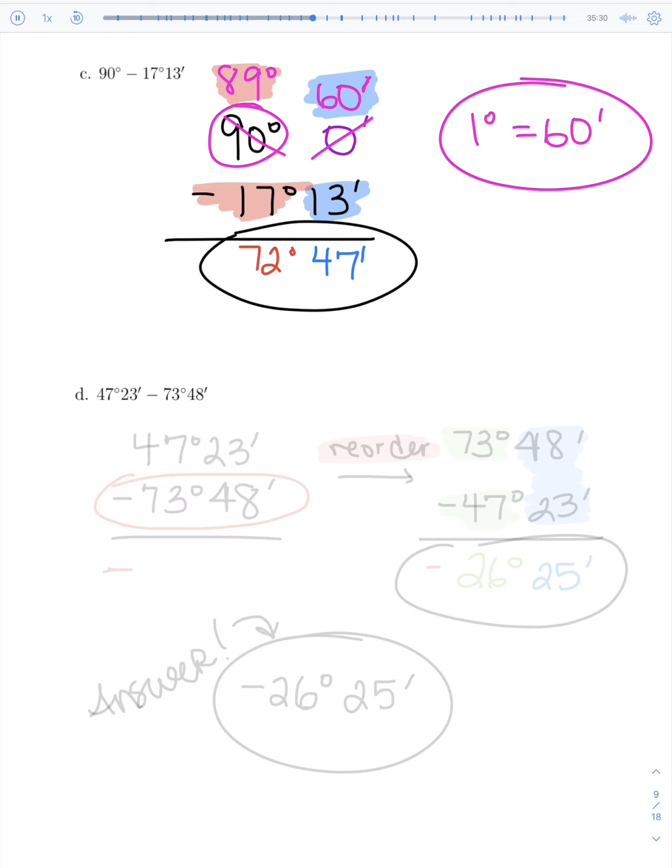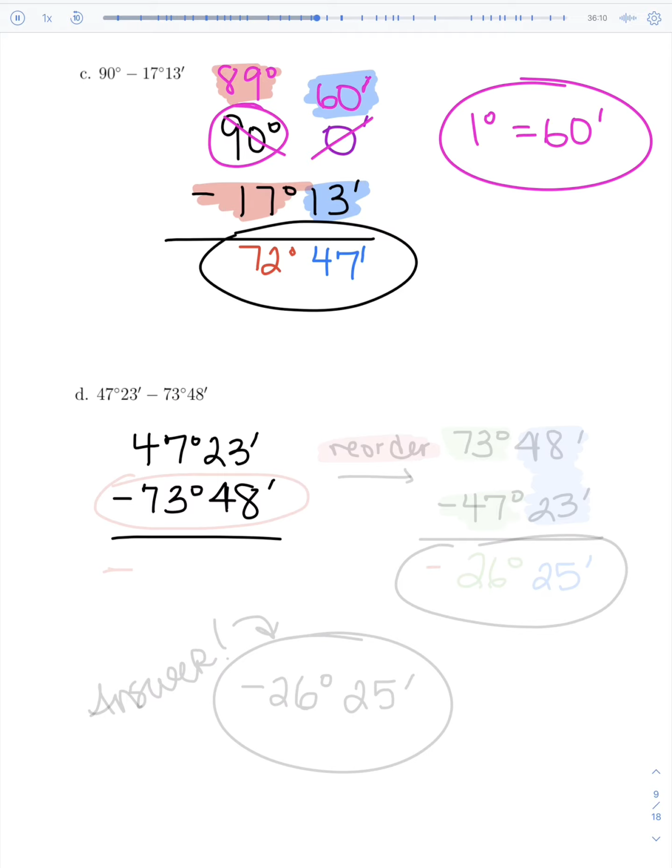So let's see. Notice, first of all, a huge issue here is that we are taking a number and subtracting something bigger than it, which means that we're going to end up with something that is negative. But let's go ahead and see what we get here. So what we'll do is we've got our 47 degrees, 23 minutes minus our 73 degrees, 48 minutes, is we'll do what we used to do way back when we first learned how to subtract numbers.